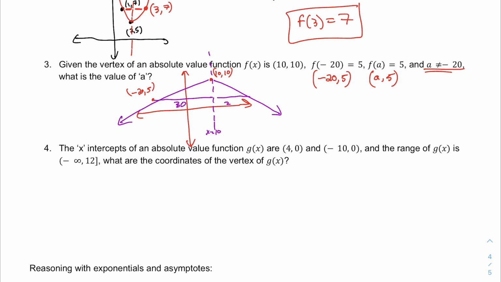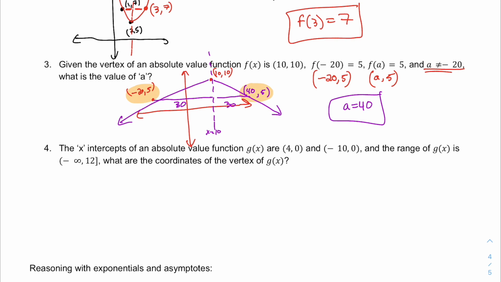And so on the other side, if we go a distance of 30, we should get some other output of 5 because our graph is symmetric. If I go 30 in the opposite direction, I should have this coordinate (40, 5). And so A must be 40 for this to be the coordinate of A, (40, 5), because the only two coordinates on my graph that are going to have an output of 5 are (-20, 5) and (40, 5), based on this property of symmetry. So A must be equal to 40.